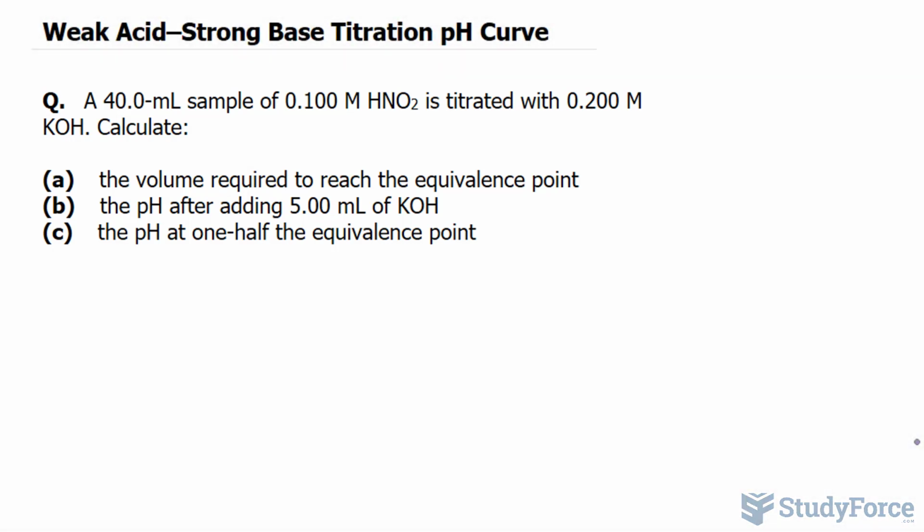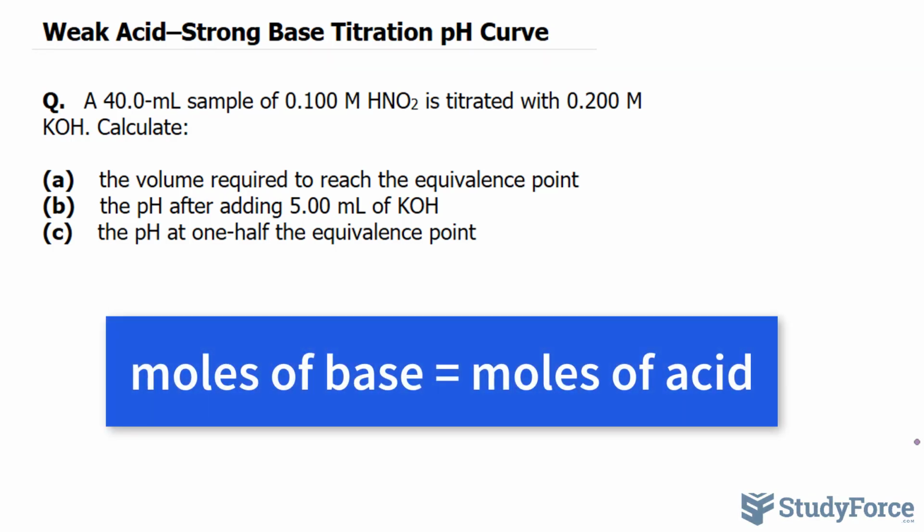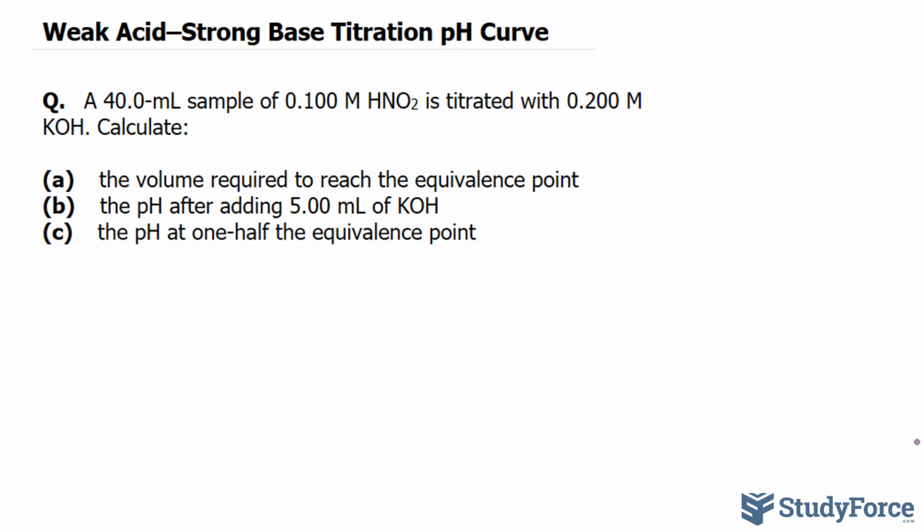Let's start with question A. Here we're expected to find the equivalence point. That point occurs when the amount in moles of added base equals the amount in moles of acid initially in the solution. That being said, we begin by calculating the amount of moles of acid initially in the solution and the amount of moles of KOH that must be added, where it is equal to the amount of the weak acid. So let's begin with the weak acid.